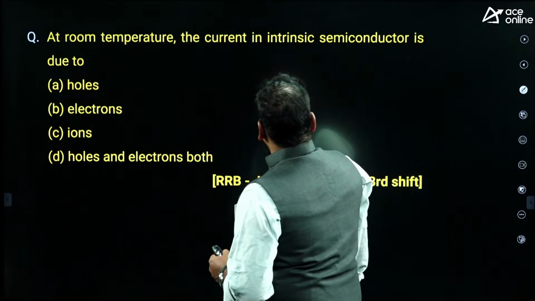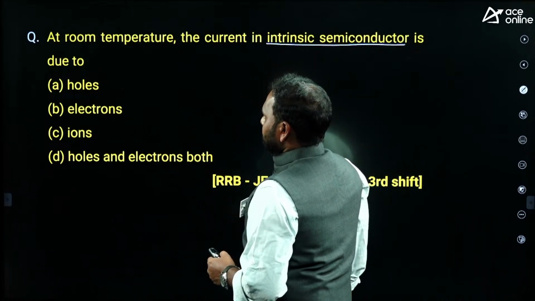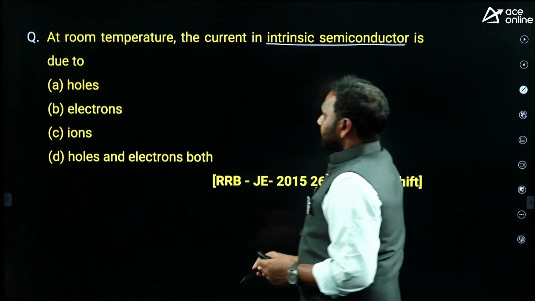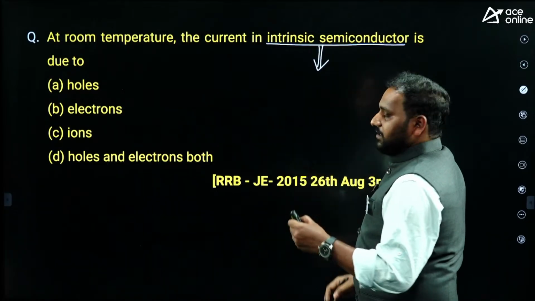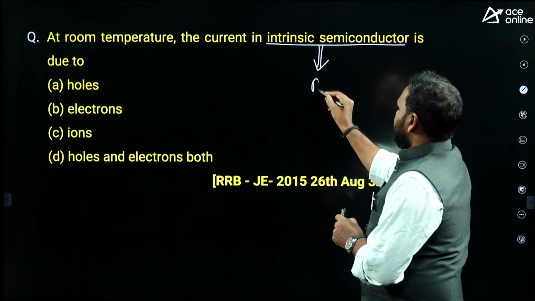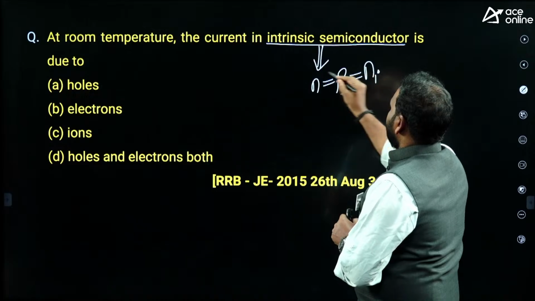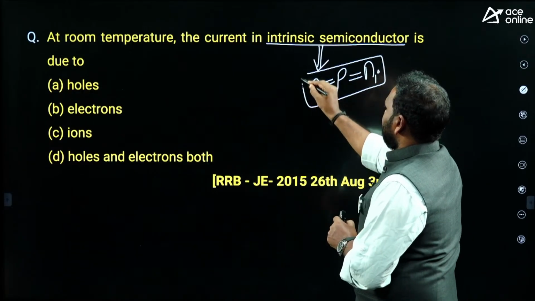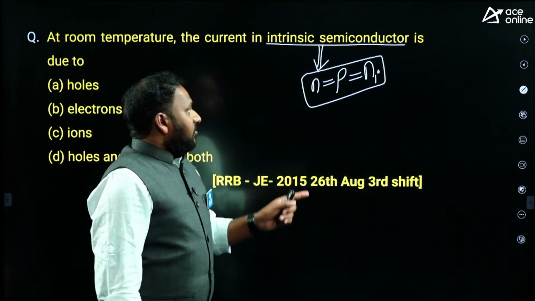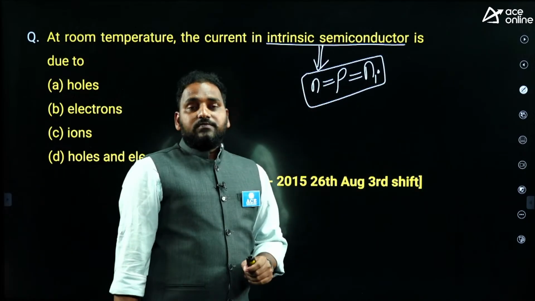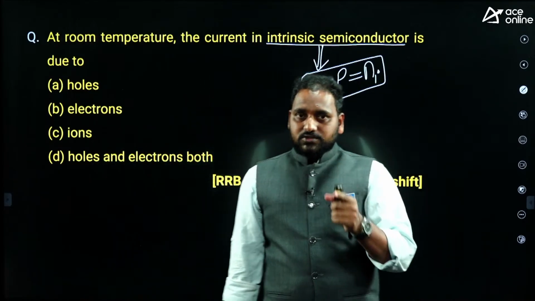At room temperature, current in an intrinsic semiconductor is due to... He is asking about an intrinsic semiconductor. You know that in intrinsic semiconductors, we don't have a concept of majority and minority. n = p = ni. Do you remember this? ni is the intrinsic concentration, n is the number of electrons and p indicates the number of holes or vacancies. In an intrinsic semiconductor, always n = p = ni.